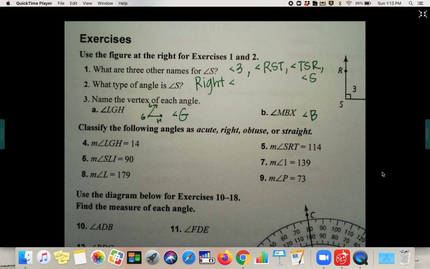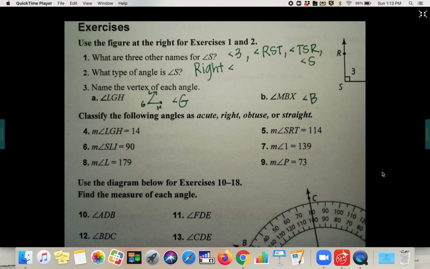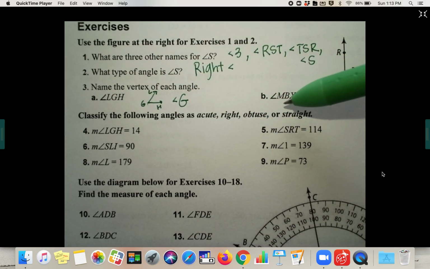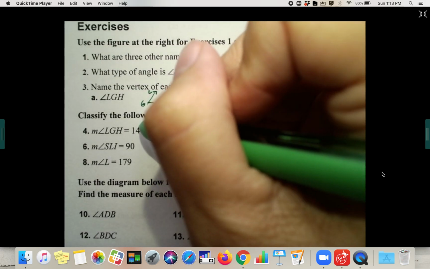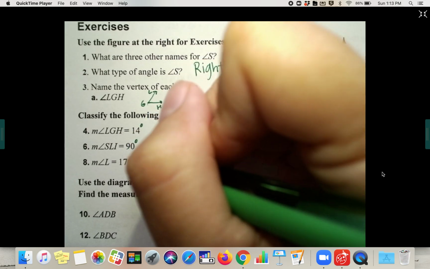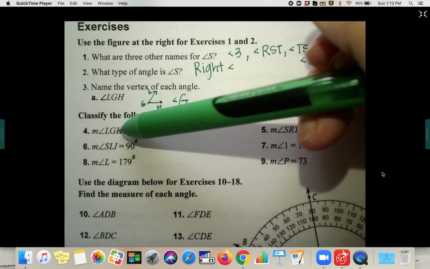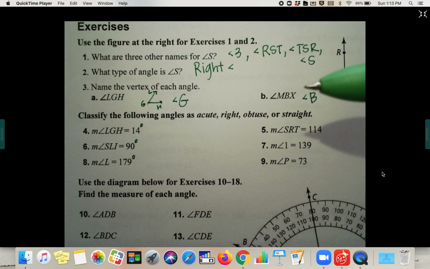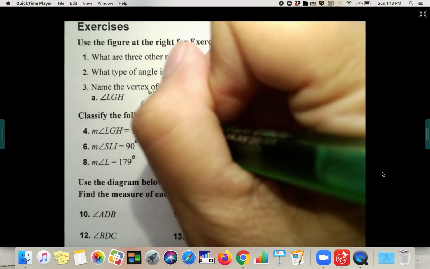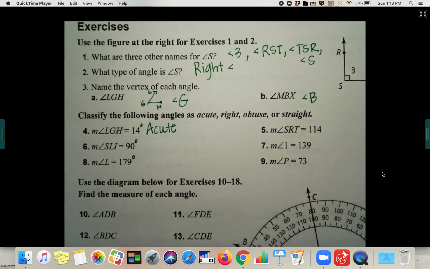All right, number 4. Classify the angles as acute, right, obtuse, or straight, and these are based on assuming that these numbers are degrees. So angle LGH measures 14 degrees. So it's a tiny, tiny little angle, and that would be acute. This is actually a good time to pause the video and try these on your own, and then fast forward and see if you got the right answers.